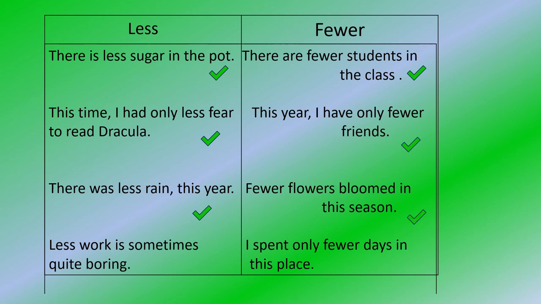Sixth sentence, fewer flowers bloomed in this season. Flowers, countable noun. Fewer, the determiner that helps us to introduce the countable noun flowers. At the same time, it gives us an idea of comparison between the blooming of flowers in this season and that of in the previous seasons.